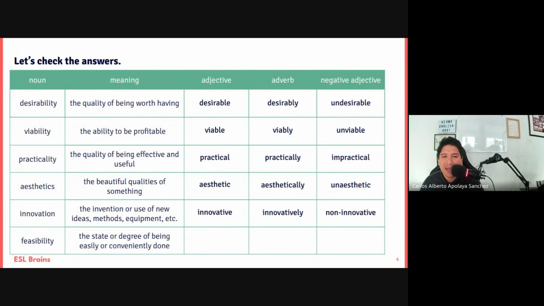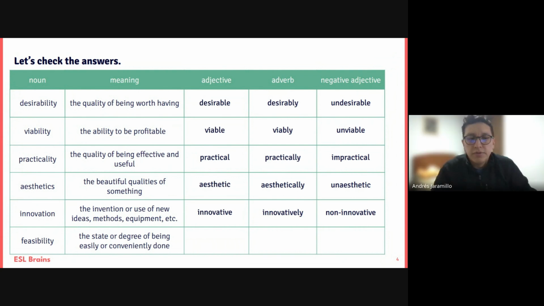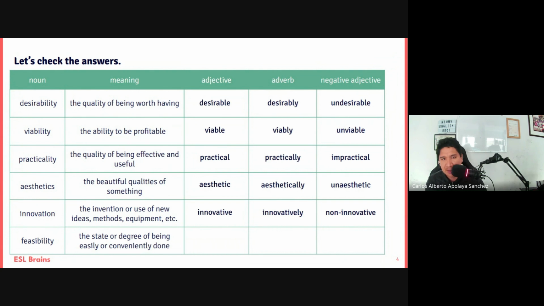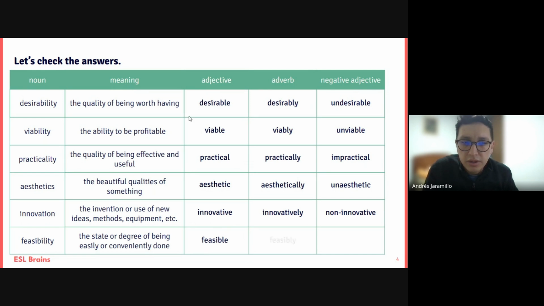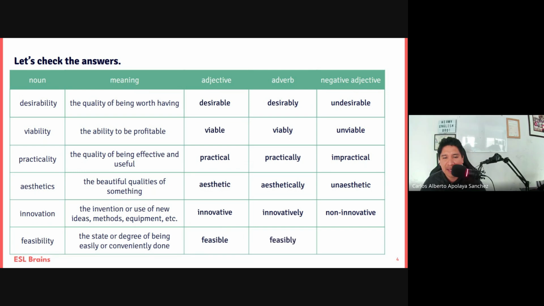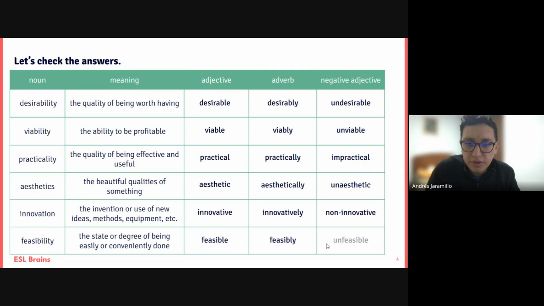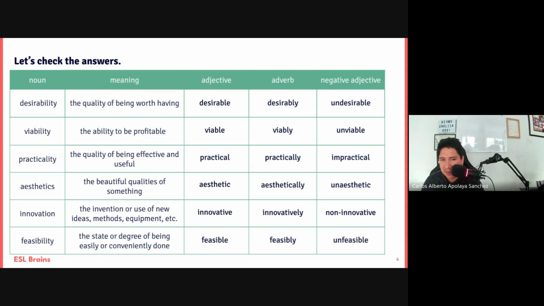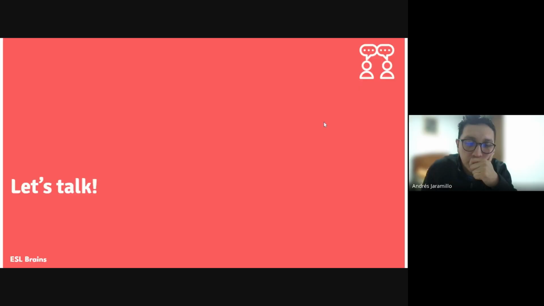Feasibility viene de como que la viabilidad. O sea, la posibilidad de que se pueda hacer. Feasible, yes. The adverb, feasibly. And what about the negative adjective? Unfeasible, great. It's really important that you, Andres, as a designer, know these words, especially because they are in the Cambridge exam too. But you also use these words in your daily life. Okay, let's continue. Let's talk.